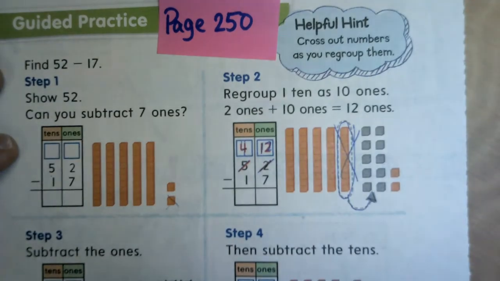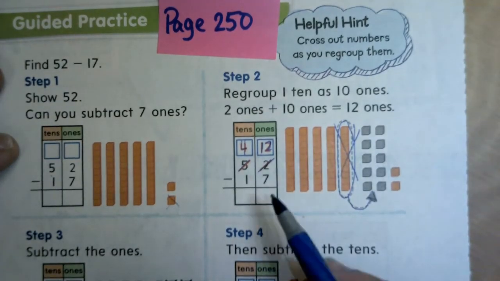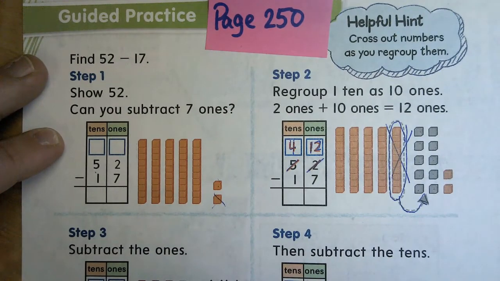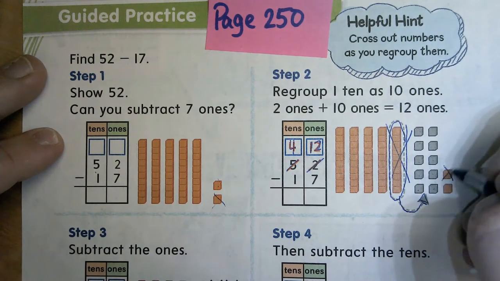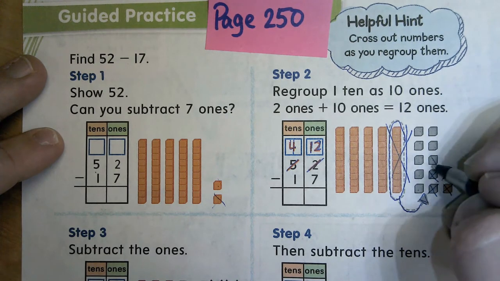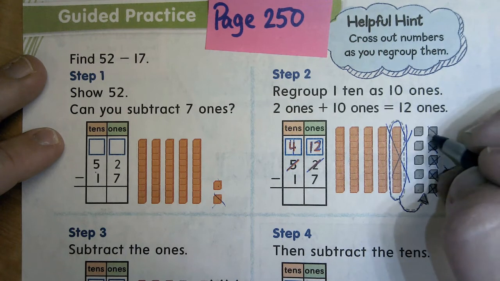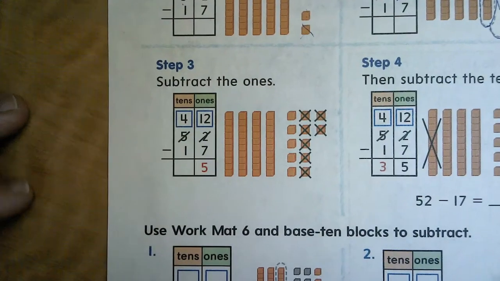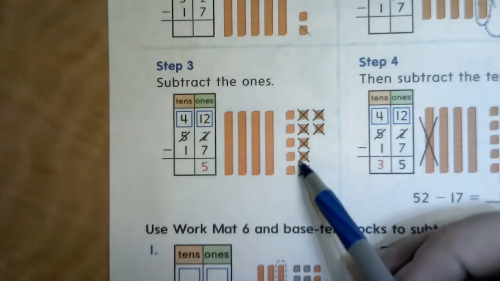Now that I've done that, now I can solve my problem. So what is 12 minus 7? Well, let's cross them off. So I've got 1, 2, 3, 4, 5, 6, 7. I crossed those off, and sure enough, when we take a look at step 3, we crossed off those 7.